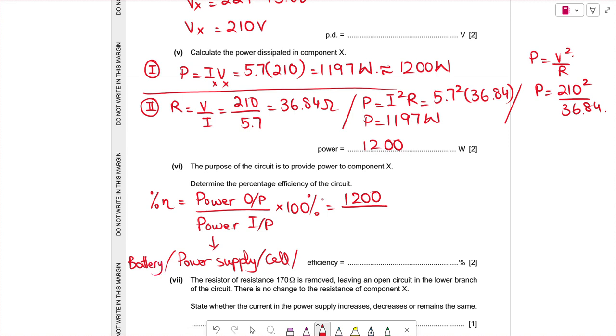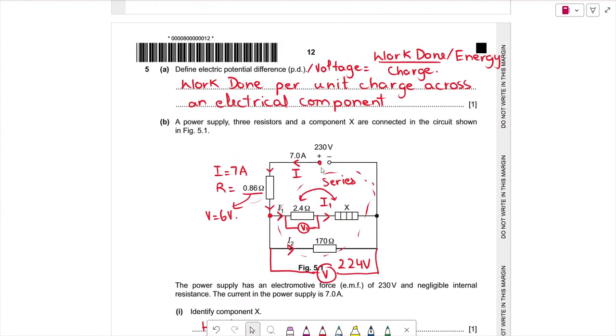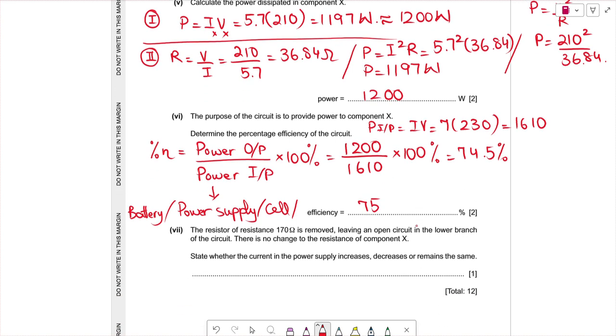So we can use the same formula, P is equal to IV, to calculate the input power. So the current supplied by the battery or the cell is 7 amperes and the voltage is 230. So 7 into 230, we get 1610 watt. So put the entire expression on your calculator, and it gives you the final answer, and that is 75%. So we get 1200 divided by 1610 into 100. So we get 74.5%, and if you round it off to two significant figures, we have 75%.